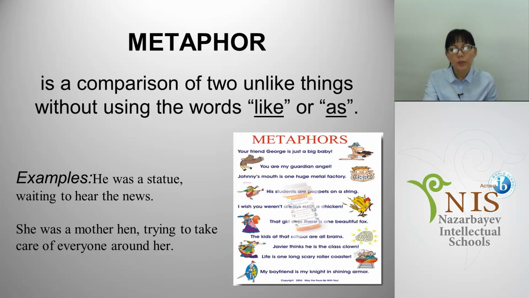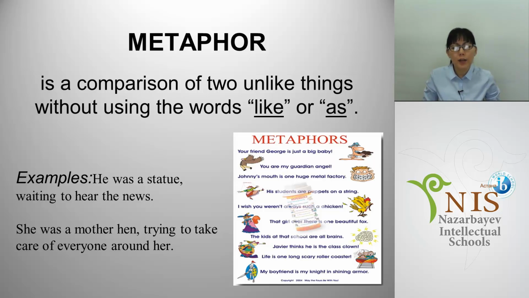Another device, similar to the previous one, is metaphor. Metaphor is also a comparison of two unlike things, but in this case you wouldn't find the words like or as. Without these words, the author is still comparing some features of things or ideas with other things. For example, he was a statue waiting to hear the news. Here we compare a person, in this case he, with an unliving thing, a statue. The author wants to show that he was really frozen and very tense about listening to the news.